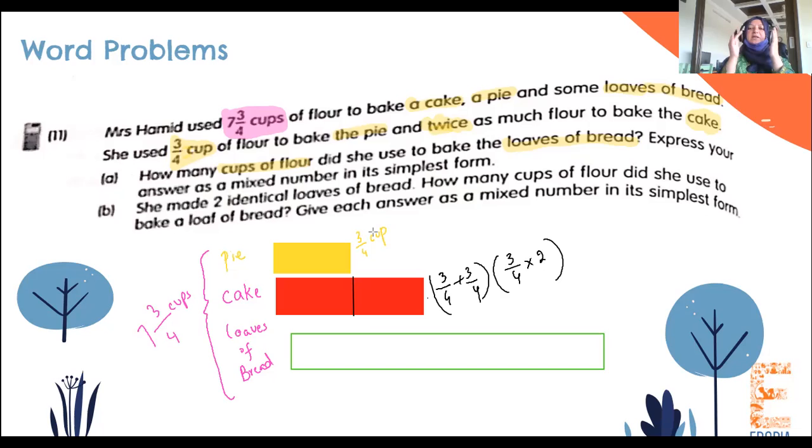Just think about this. 3 by 4 cup means not even a full cup. So 3 by 4, 3 by 4. That would mean the amount that is left for the bread would be more. It won't be small, therefore we are making a bigger model for that.